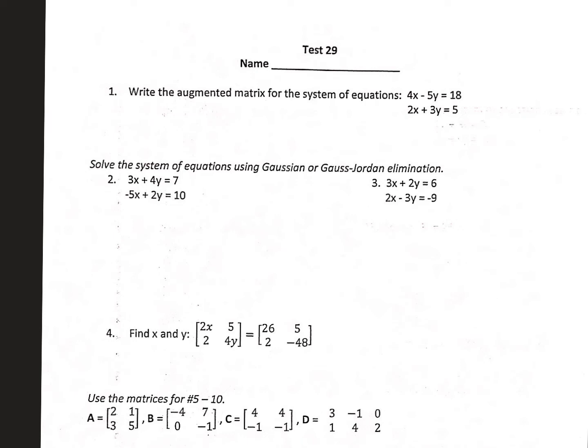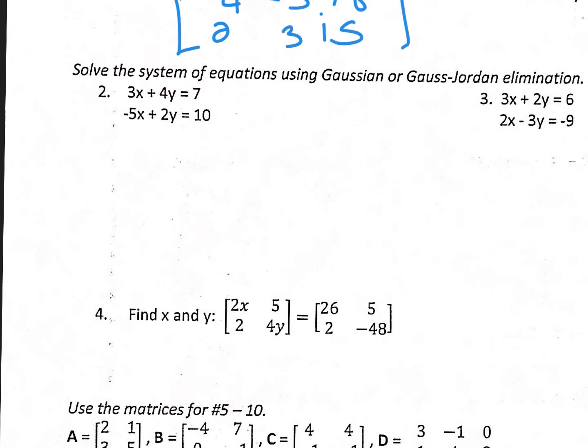First one just says, write the augmented matrix. All you do is have to write the matrix. Doesn't say to solve it. So I'm going to say 4, -5, 18, 2, 3, 5. That's augmented. Normally we put the broken line down in there, but that's what augmented looks like. Okay, now 2 and 3, you actually have to solve them.